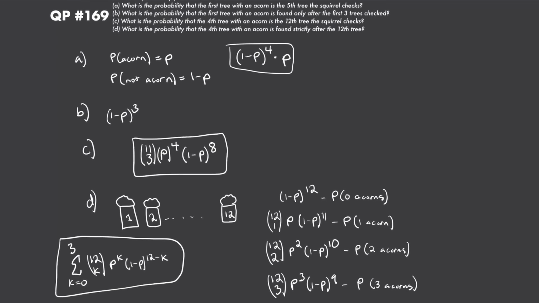So that concludes every single part for this question, right? This was B right here. So just a simple geometric and negative binomial question.